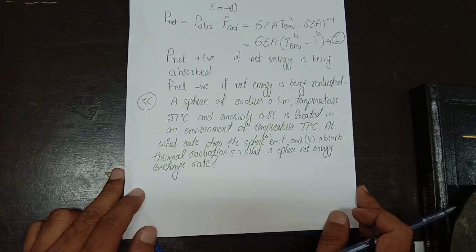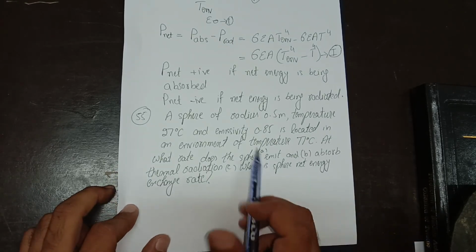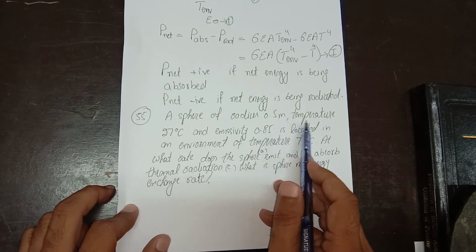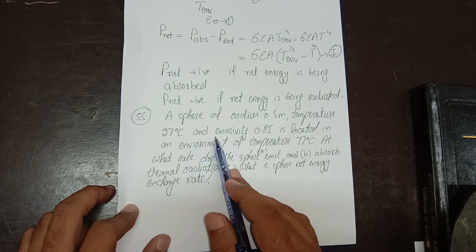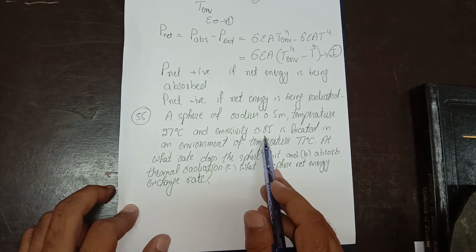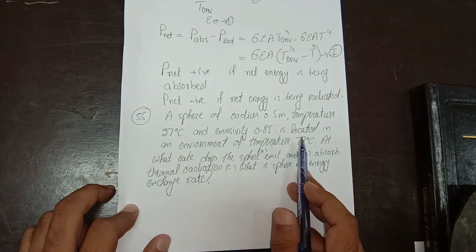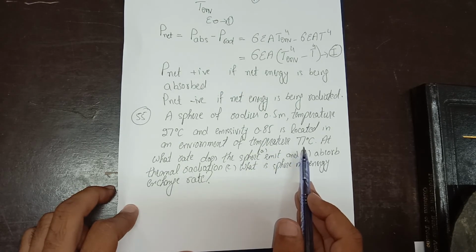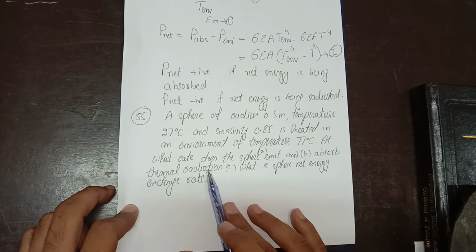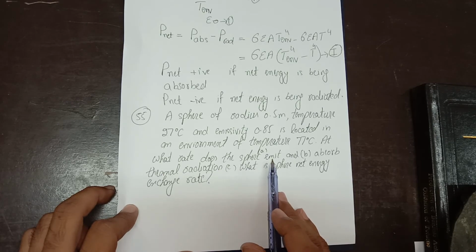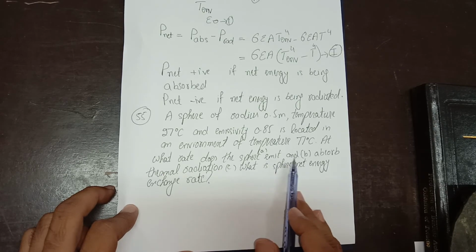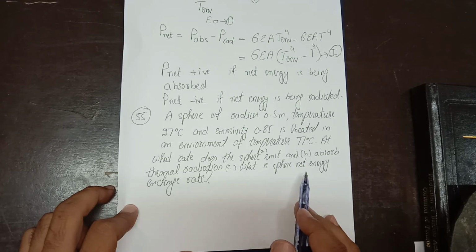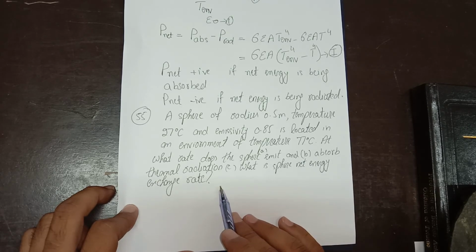Okay, let's look into another numerical. A sphere of radius 0.5 meter, at temperature 27 degrees centigrade and emissivity 0.85, is located in an environment of temperature 77 degrees centigrade. At what rate does the sphere emit? In part A we have to find emit, and in part B absorb thermal radiation, and what is the sphere's net rate of energy exchange.